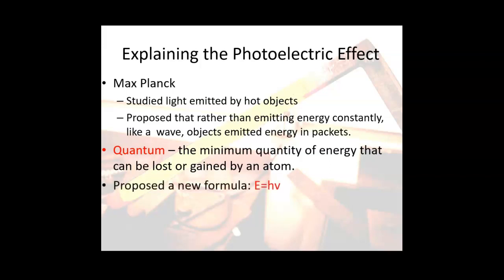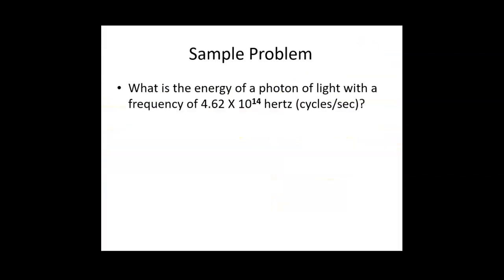So this formula is E equals H times V. This is the second formula we've learned. E stands for energy. H is always going to be a constant, 6.626 times 10 to the negative 34th. That's a very, very small number. And of course, he's going to name a constant after himself. And V is frequency. So let's try an example problem.